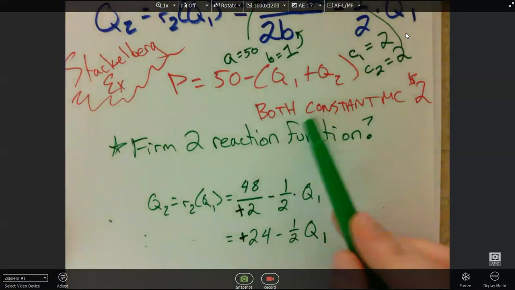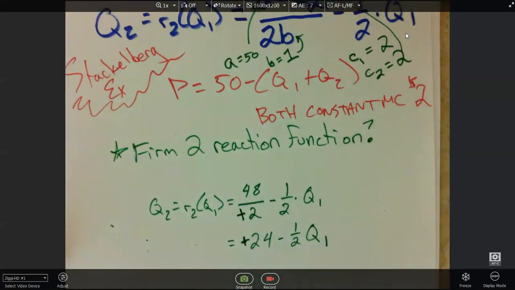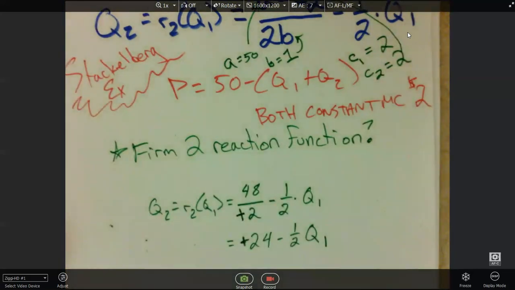I was told both have a constant marginal cost of 2. Yes. Sometimes they're not going to just give you the cost function, and they'll tell it to you in the problem. If it's a constant marginal cost, which all of these will be, there's not going to be one that doesn't have constant marginal cost. But it's odd that they're both 2. A lot of times they're different.